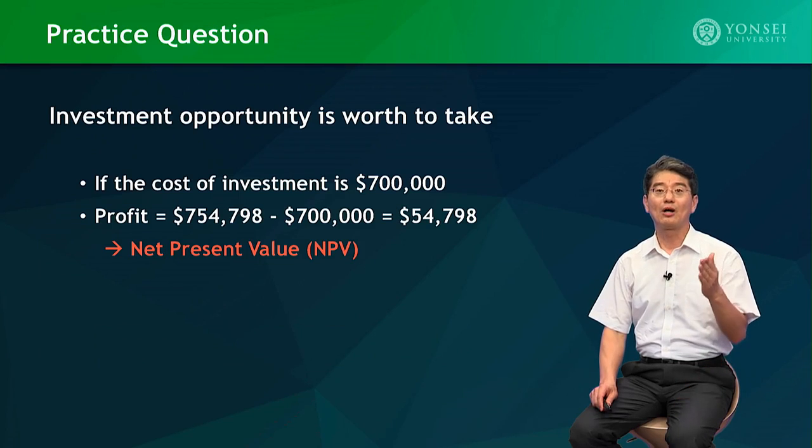For example, if the cost of investment is $700,000, your profit is $754,798 minus $700,000 of cost. So the profit is $54,798, which is called the net present value, or NPV for short. NPV is what you really earned after considering the cost of capital of 10%.